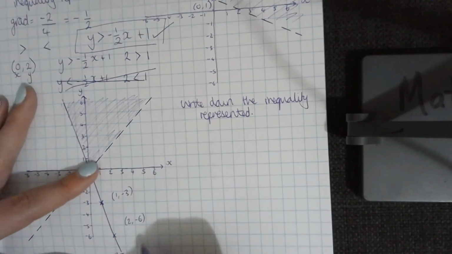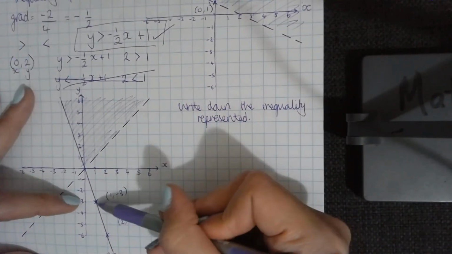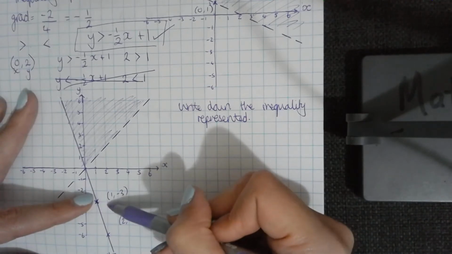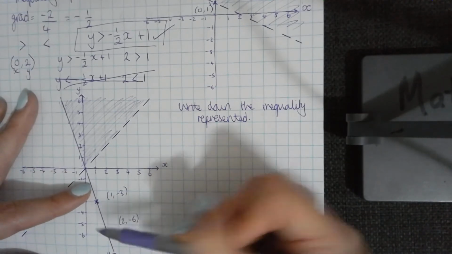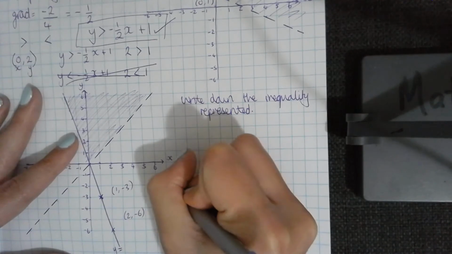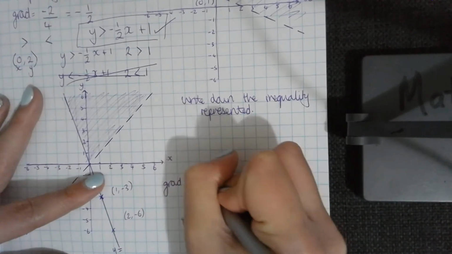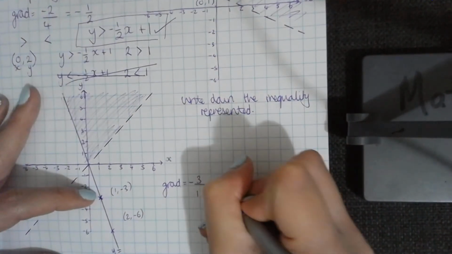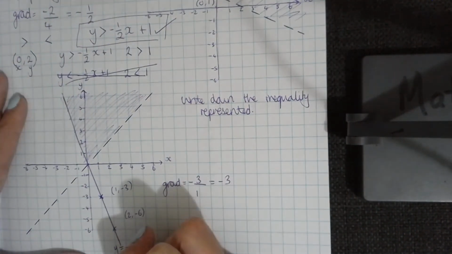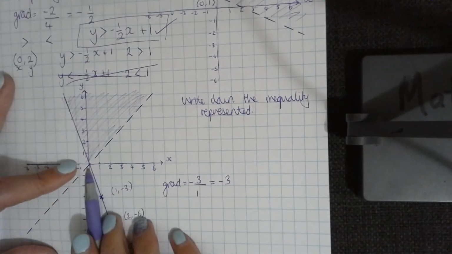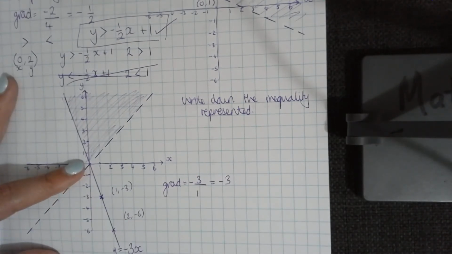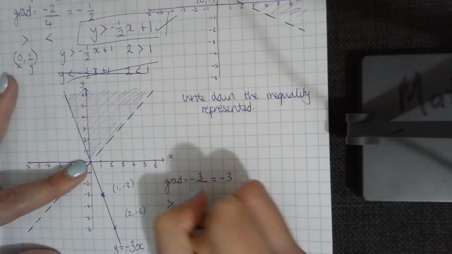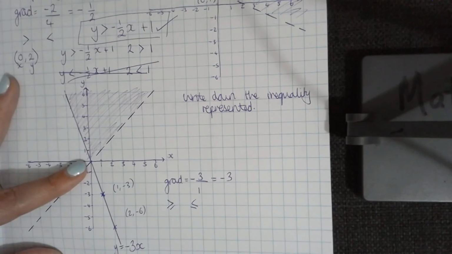So the gradient would be change in y. So it's gone from -3 to -6. So it's negative, it's going down. So the gradient is -3 over, and then change in x is 1. So the gradient is just -3. So we've got -3x, and it crosses at 0. So it's just y equals -3x. And we need to think about whether we want to use the greater than or equal to symbol or the less than or equal to symbol.